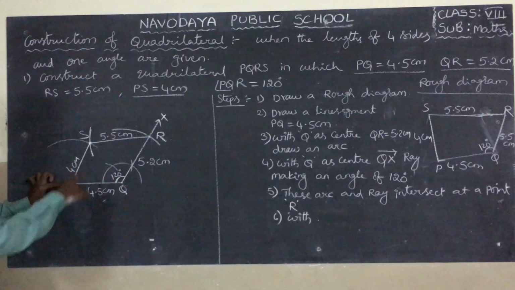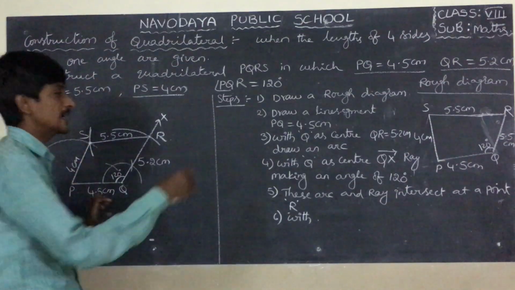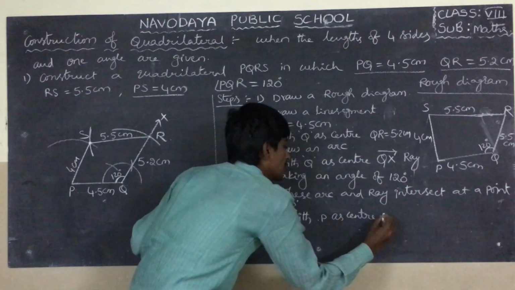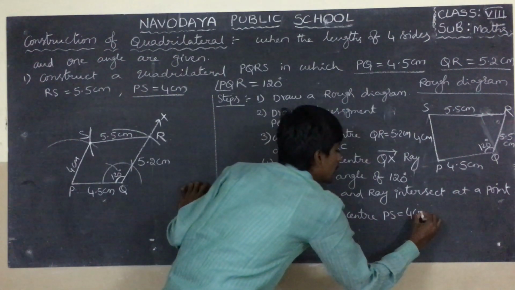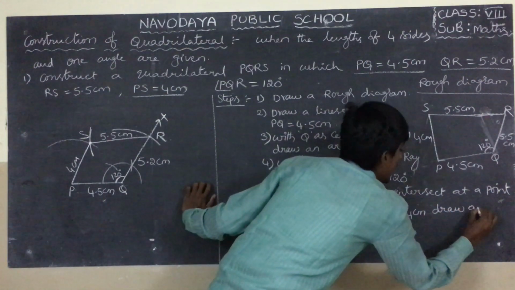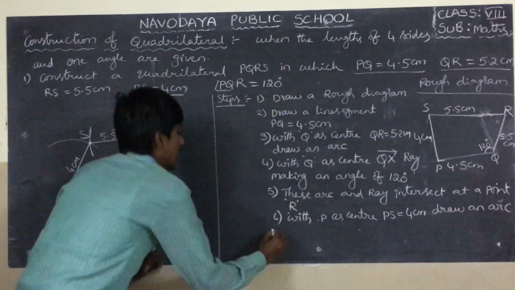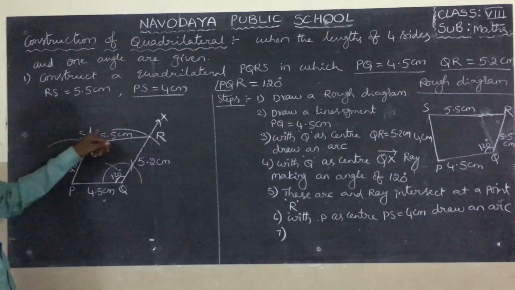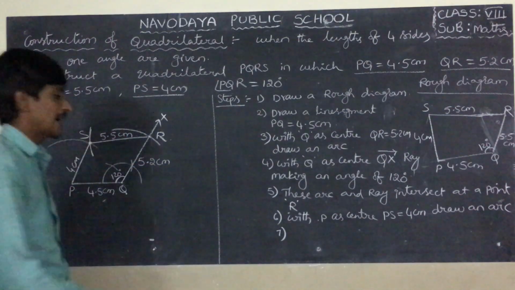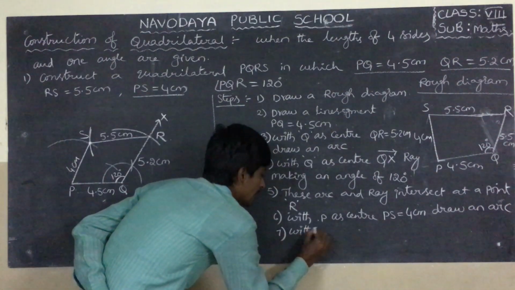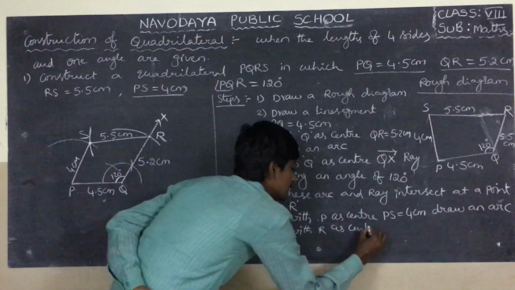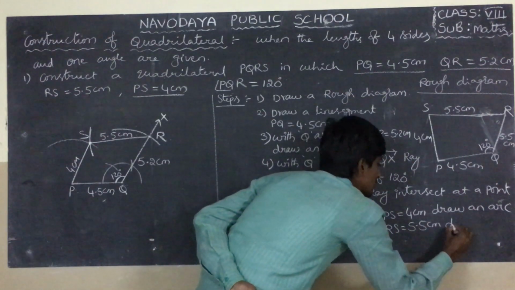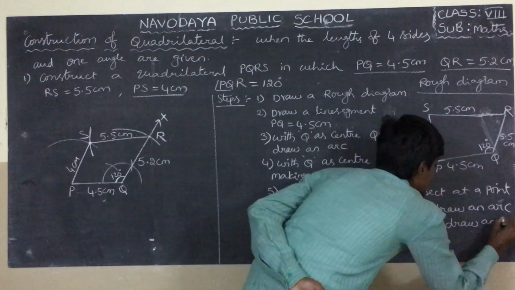Next, with P as center, PS equals 4 centimeters, draw an arc. Next, again with R as center, RS equals 5.5 centimeters, draw another arc.